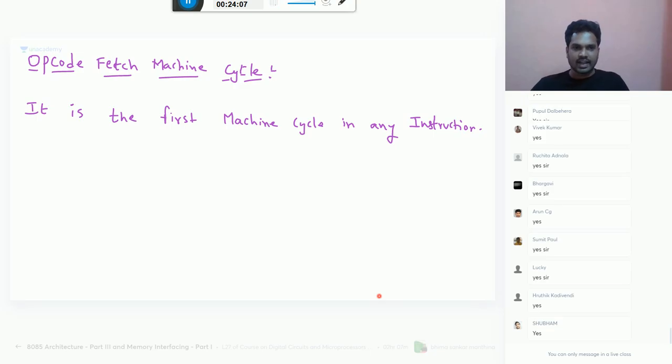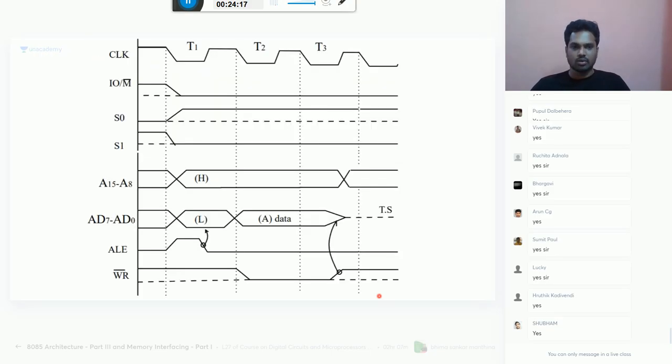Okay, now listen. Let's see the timing diagram of opcode fetch. This is where people may feel difficulty. Now you may not feel difficulty after our discussion. I think, wait. It is not the timing diagram of opcode fetch.